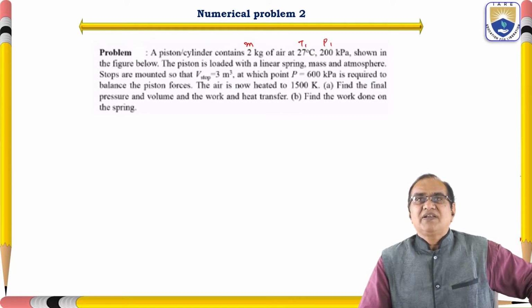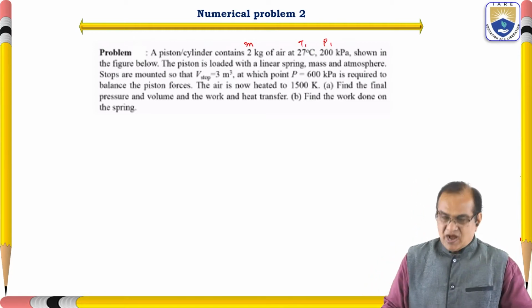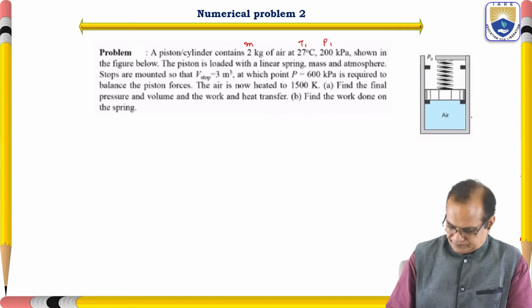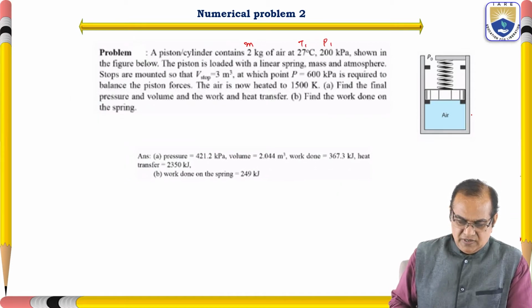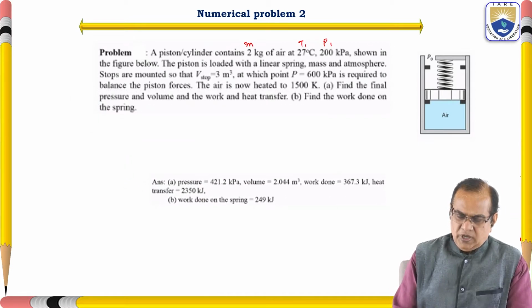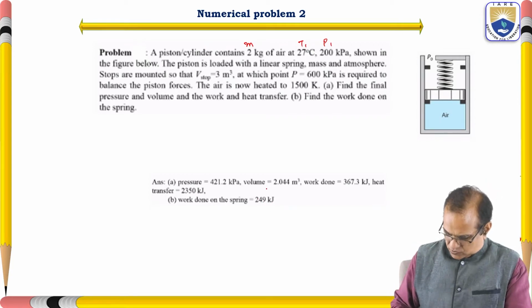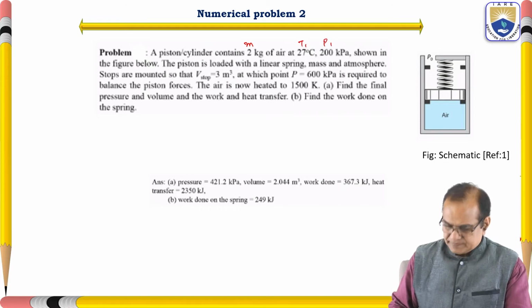Find the work done on the spring. So on the spring, this is the system here. We need to find the final pressure and the volume, the work done, and the heat transfer. Work done on the spring is 249 kilojoule. So this we have to find out.